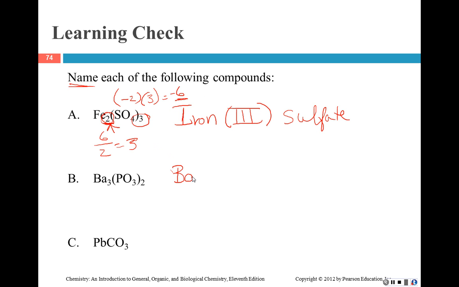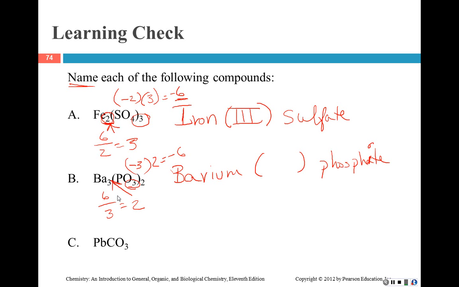Barium phosphate, so barium phosphate. Okay. Nope, it's not phosphate, is it? PO4 would be phosphate, so I missed that. It's phosphite. All right, so barium phosphite, we know that phosphite has a -3 charge, and so times 2 is -6, and so 6 divided by 3 is 2 to tell me the barium, so it's barium(II) phosphite.